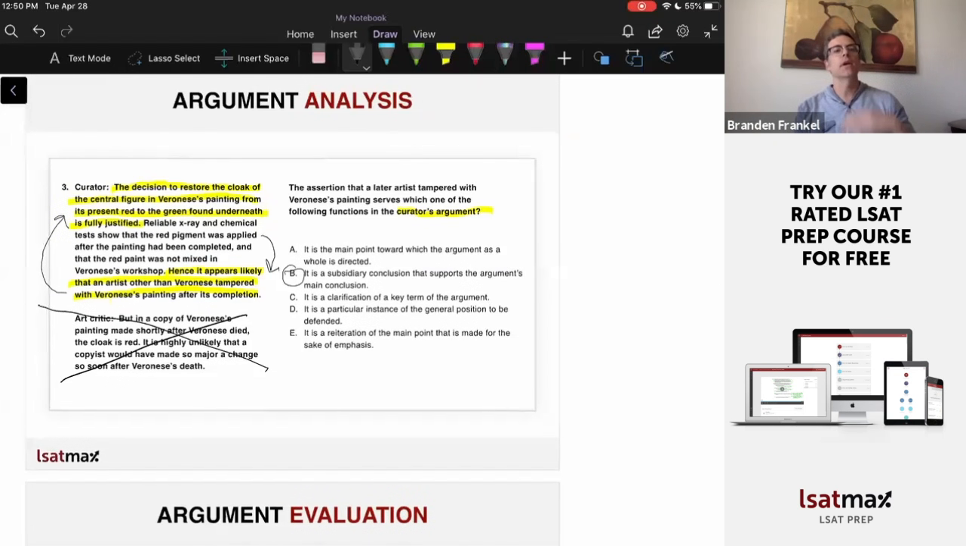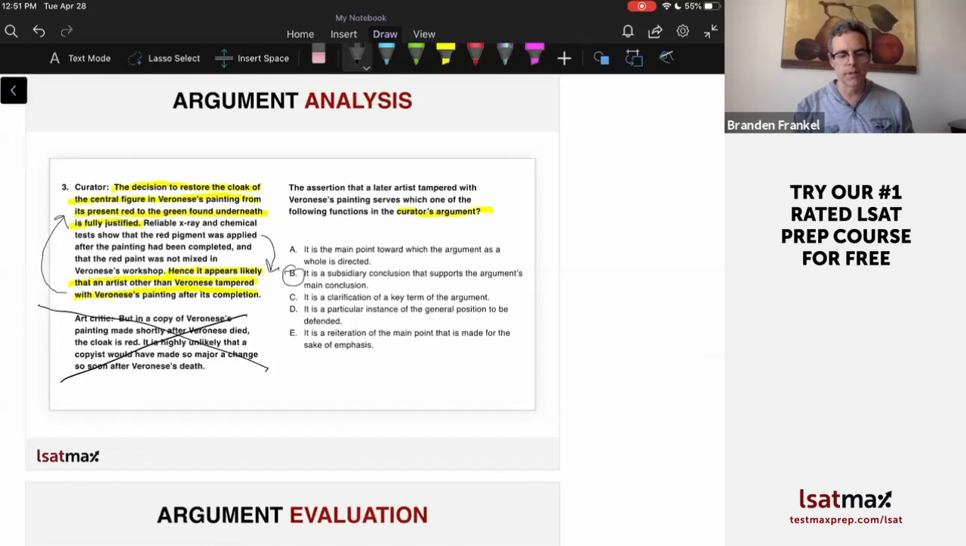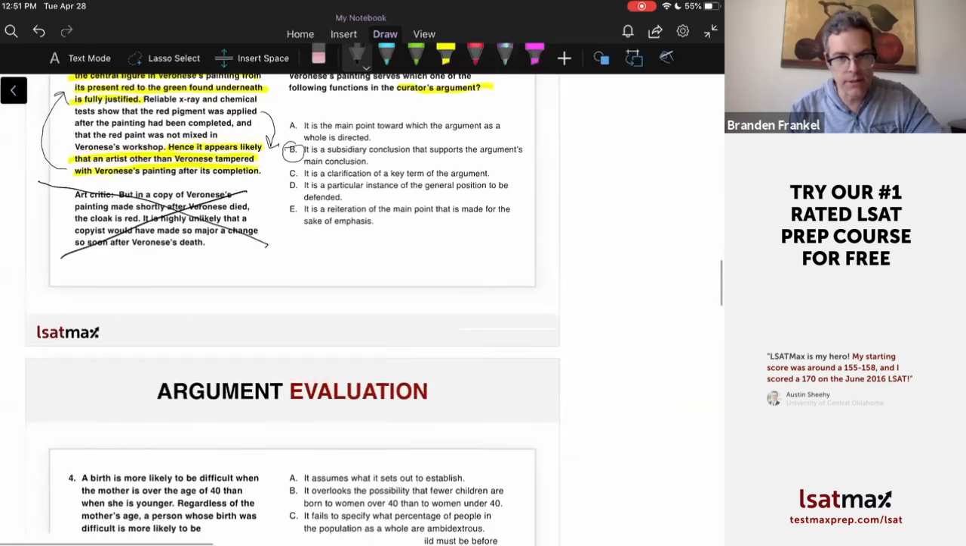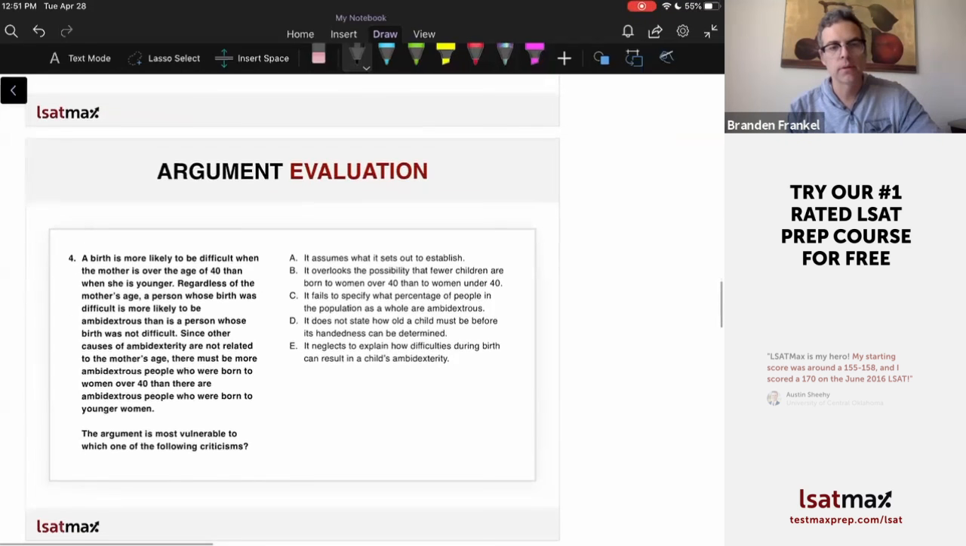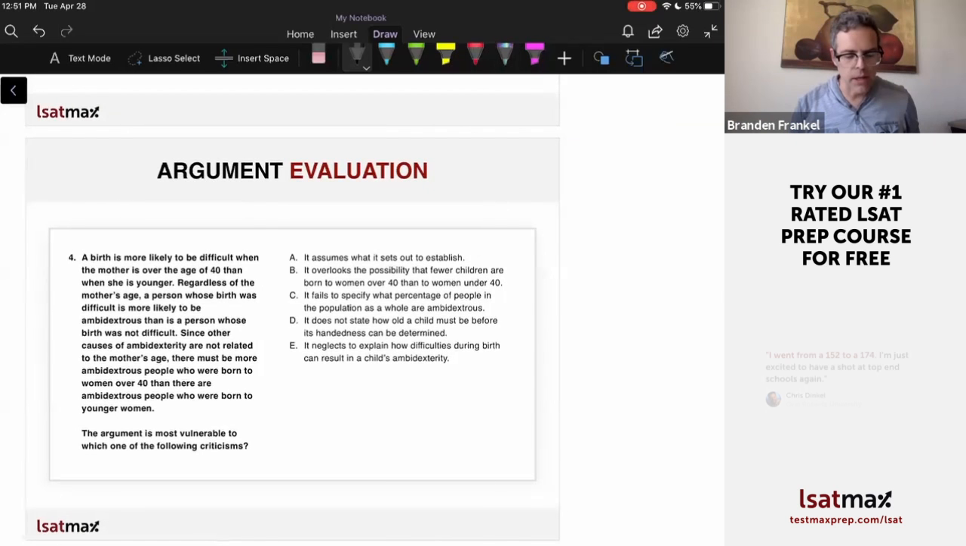That's argument analysis. Here are 3 statements. You tell me how each one of those fits into the argument. That is a skill that I think is tested less often than argument evaluation. Remember, when we were talking about argument evaluation, we're talking about, is this argument good or bad?